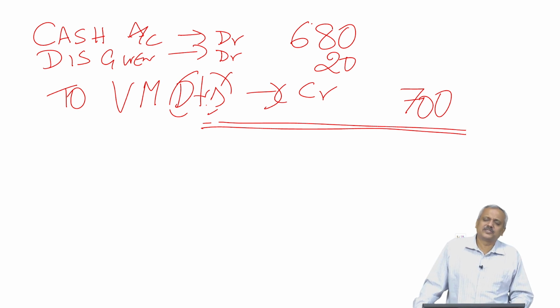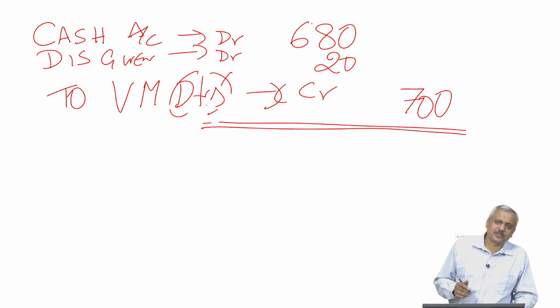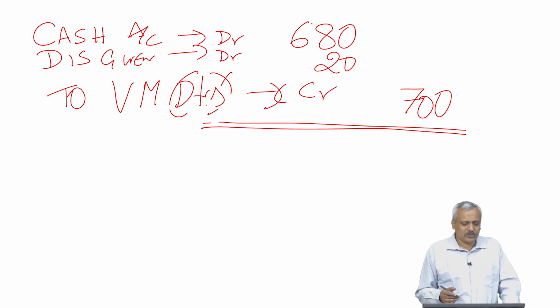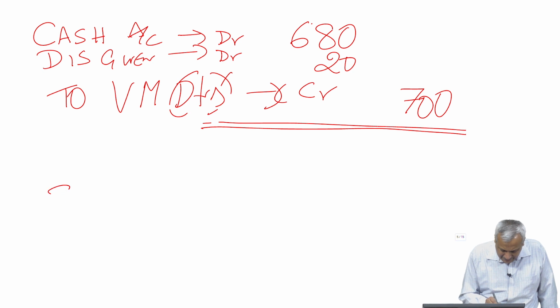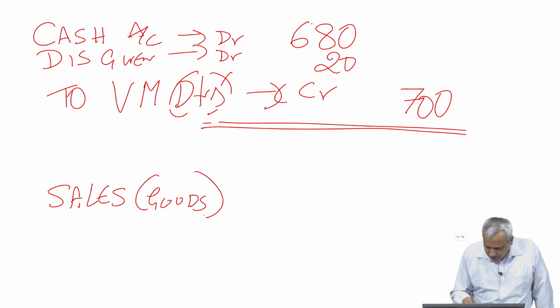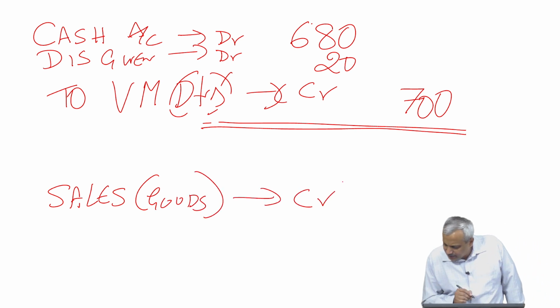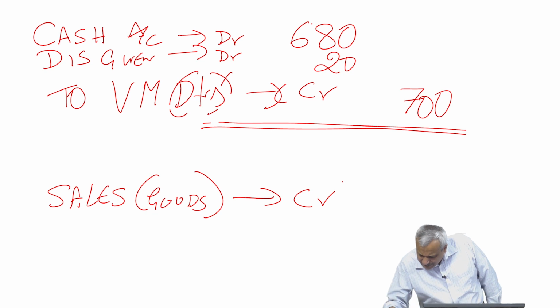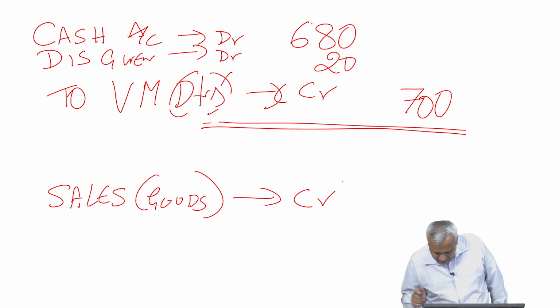That means what do we assume? We assume it is on credit. When it is on credit, what happens? When there is a sale, goods are going out. Goods account or sales account: debit what comes in, credit what goes out. So, what is going out? Goods is going out, I credit it, and the amount is to the extent of about 600.